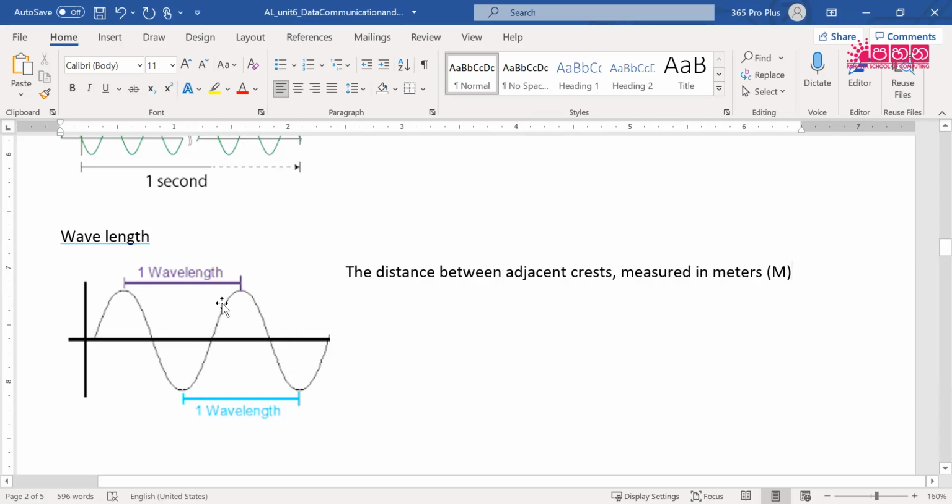So for example, here, from this point to this point. These are the same points in the waveform. So this is known as wavelength. So you have one wavelength here. Similarly, if you take these 2 points, again, they are similar points. The distance between these 2 points is called wavelength. Now, last one, we will have phase.